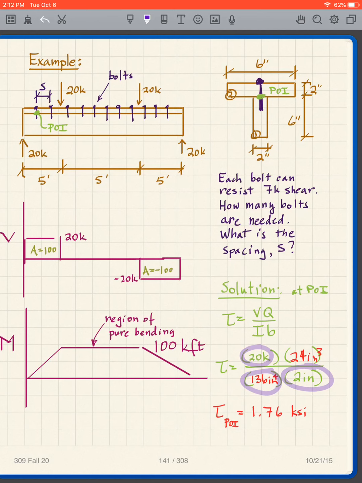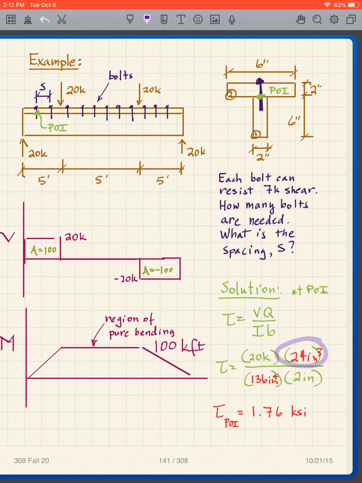How about the B? Here's my point of interest. How do I choose my B? Well, the B is the smallest width. There are two widths here, the outer and the inner width is 2 inches. So I'm going to take the 2 inches. So we've already filled in very easily 3 of those terms.